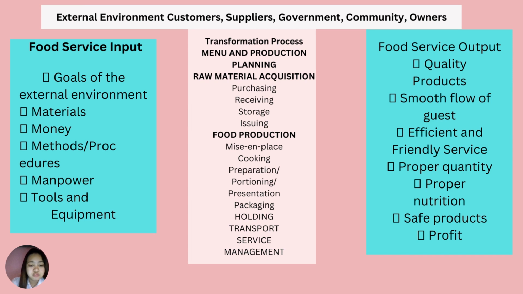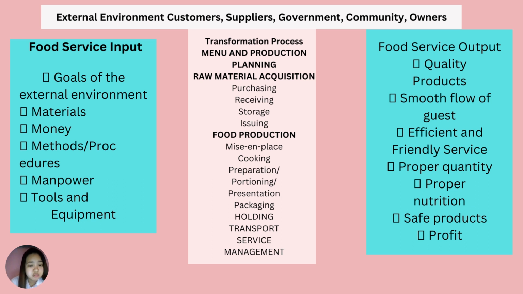So, for the external environment, customer, yung customer natin sa labas. Syempre, meron din tayong suppliers, government, community, and the owners. So, sa food service input naman, yung goals nito, of course, the materials. Syempre, kailangan ng kagamitan bago tayo mag-umpisa. Materials, syempre, pera, money, yung methods, and then yung procedure kung paano yung pagkasunod-sunod ng dapat gagawin. Syempre, kailangan din natin ng manpower, yung mga tao na gagawa. And of course, kailangan din natin ng tools and equipment.